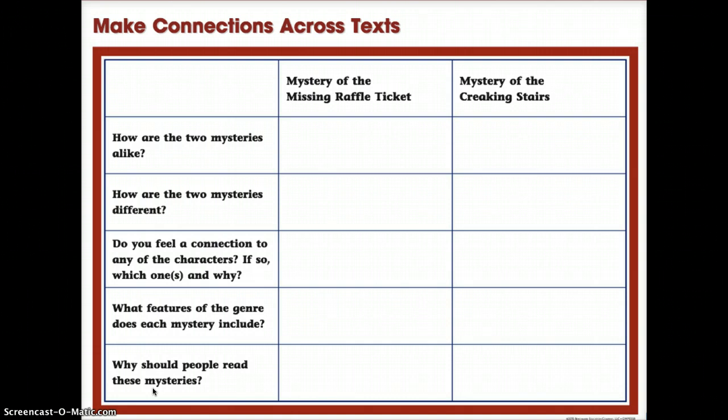So pause the video. And actually, you don't have to pause the video because I'm just going to close and say, today we compared and contrasted two mysteries. We found similarities and differences between their story elements, genre features, and themes. Remember that all mysteries have certain features in common, and you can use your knowledge of these features to help you as you read. Okay, so now that we're done, go through the Mystery of the Missing Raffle Ticket and Mystery of the Creaking Stairs, and spend some time and compare the two. When you are done, that's all we have. But yeah, good luck.